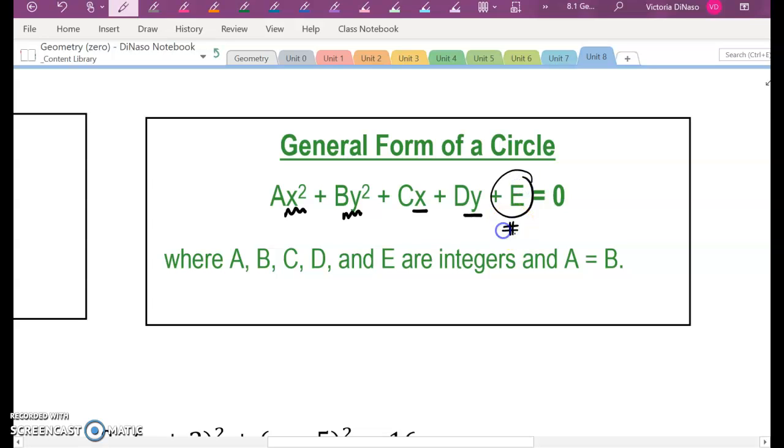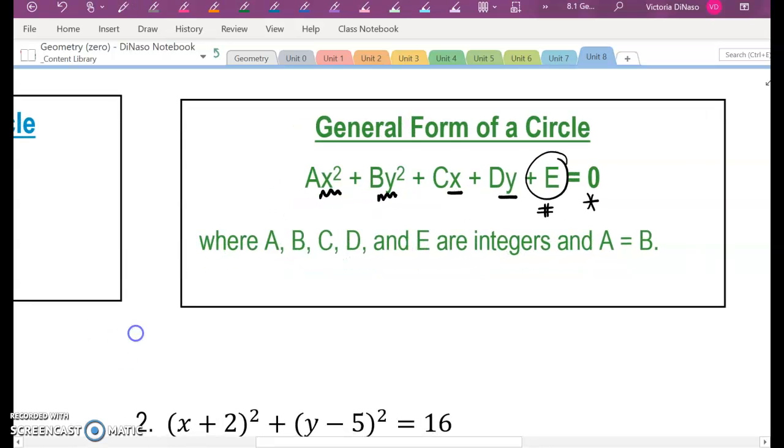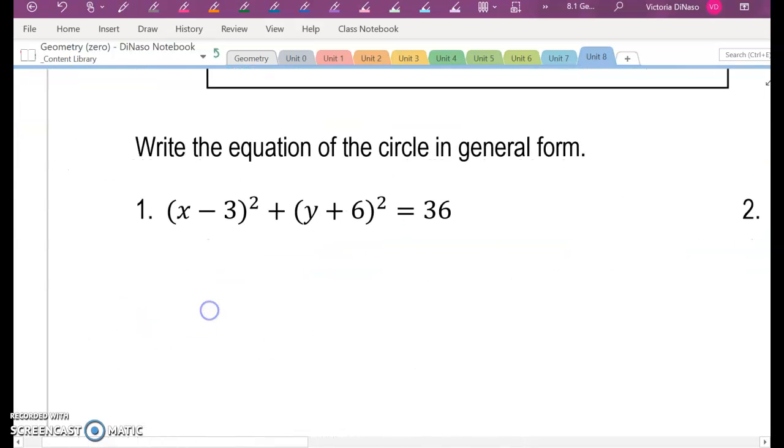and then E is a constant. So this is just your number. It's got to go on the very end. And then you have to make sure that the entire equation is set equal to 0. A, B, C, D, and E are all going to be integers, which just means that it's either going to be a positive or negative number, and then it has to be set equal to 0. So what we're going to be doing is a whole lot of basically Algebra 1 multiplication.